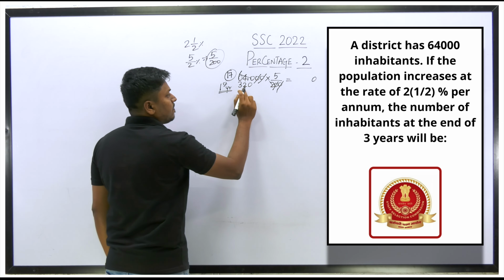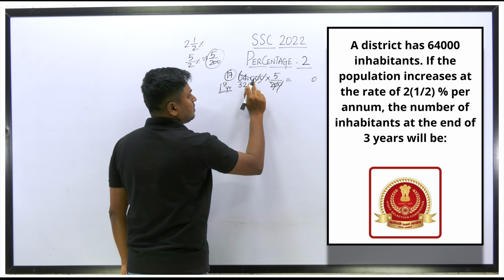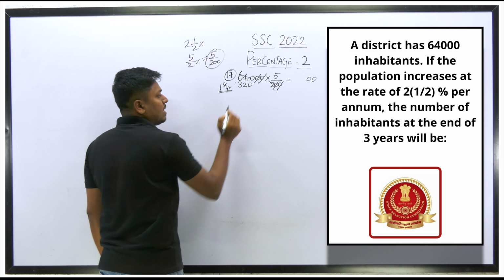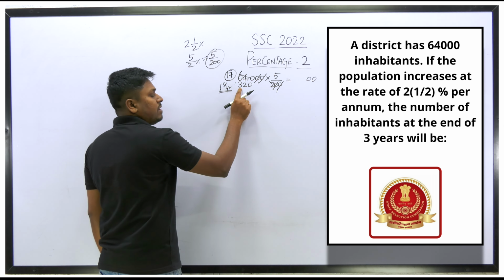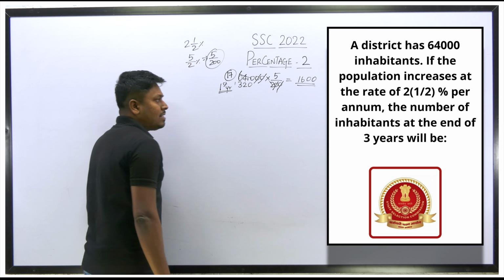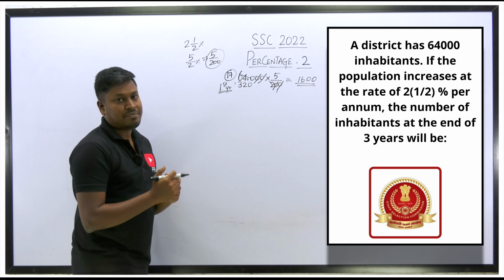So 5 into 2 will be 10, remaining will be 1. So 5 into 3 will be 15. So 15 plus 1 will be 16. So 1600 will be the population increase in the first year.